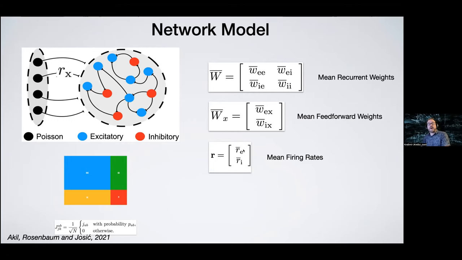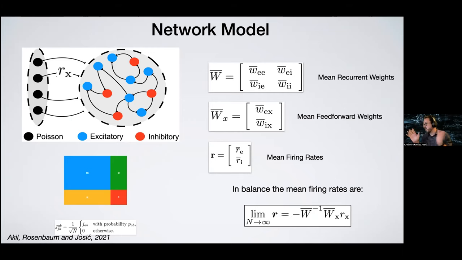And what I didn't tell you about, what's actually a consequence of the balance theory, that's just a small computation that you can do in the balanced state, is that as the number of cells goes to infinity, you can find this mean activity of the excitatory and the inhibitory population using a very simple equation that relates it to the feed-forward input, Rx, the mean recurrent weights, and the mean feed-forward weights. And this does a really good job of describing how strong the recurrent activity is.